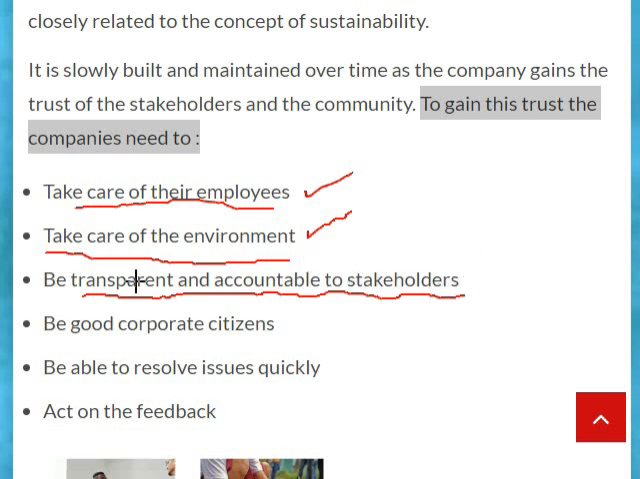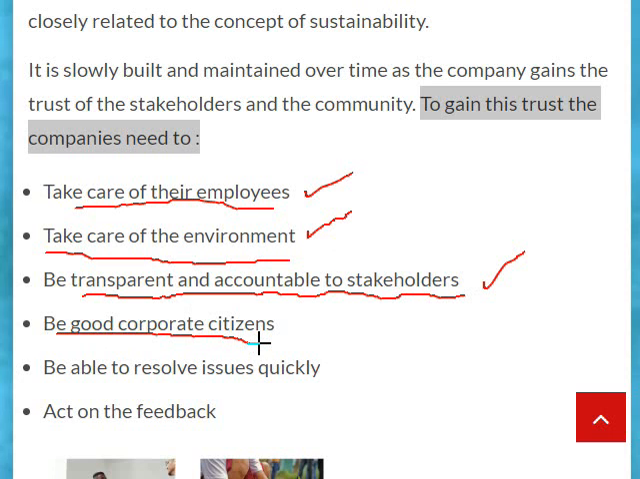So it is important that the working procedures of the company are very transparent and accountable, and they respond well to stakeholder feedback. And whenever someone asks them, they spend their time to answer those questions as transparently as possible, so that the stakeholders do not feel alienated, and they feel that they are being included in important decisions of the company.